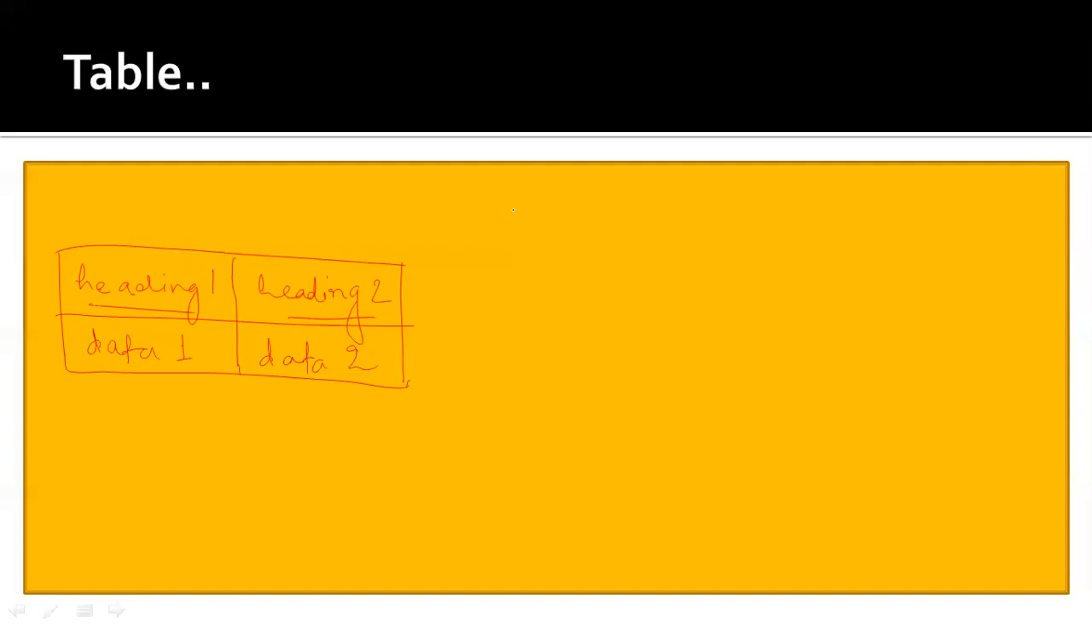To design this table, first of all, we need to write the table tag, and for giving the border to this table, we can write an attribute border is equal to 1. This indicates the width of the border, and close table tag. It means we are creating a table.